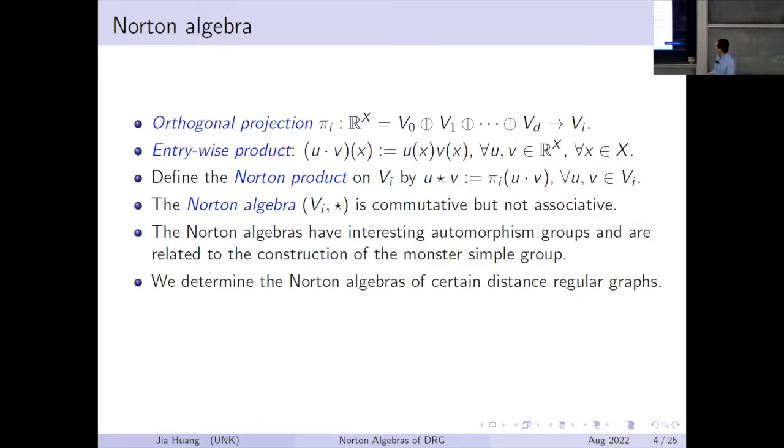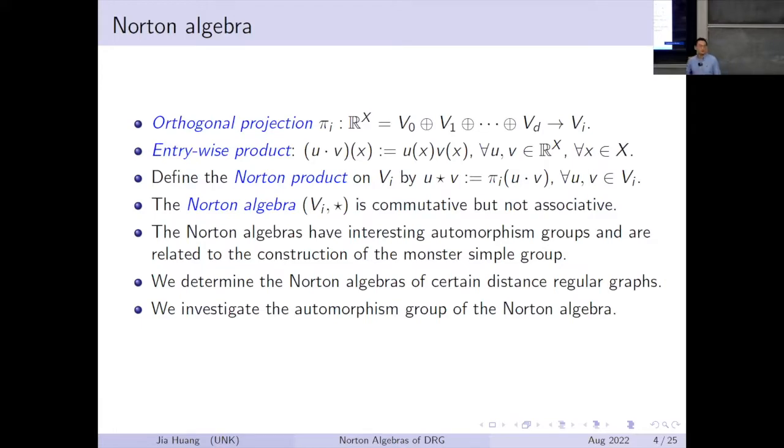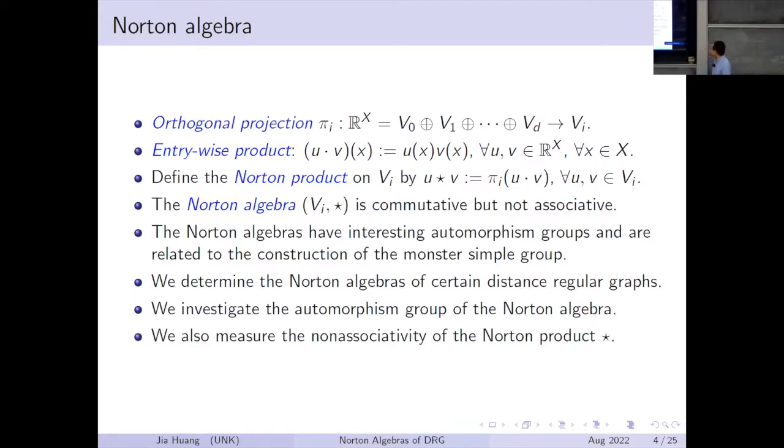We're going to look at the Norton algebras of certain distance regular graphs, not only studying the automorphism group of this Norton algebra, but also studying them from a combinatorial perspective. I'm interested in this Norton product being non-associative. I want to measure the non-associativity of that, and I'll be precise in a minute. Okay, so that's the two goals in my work.